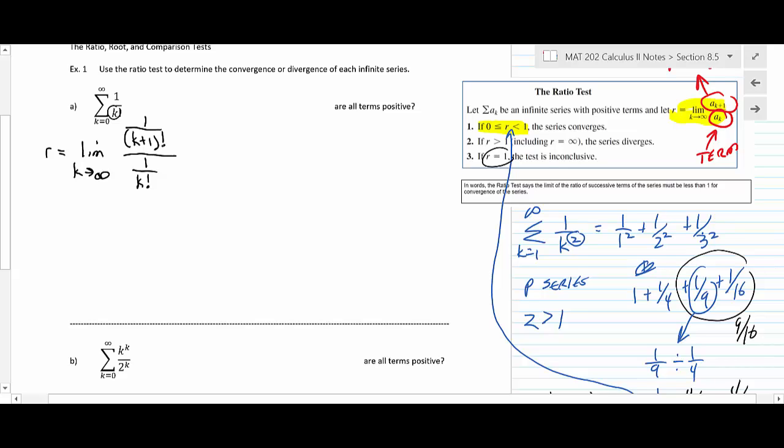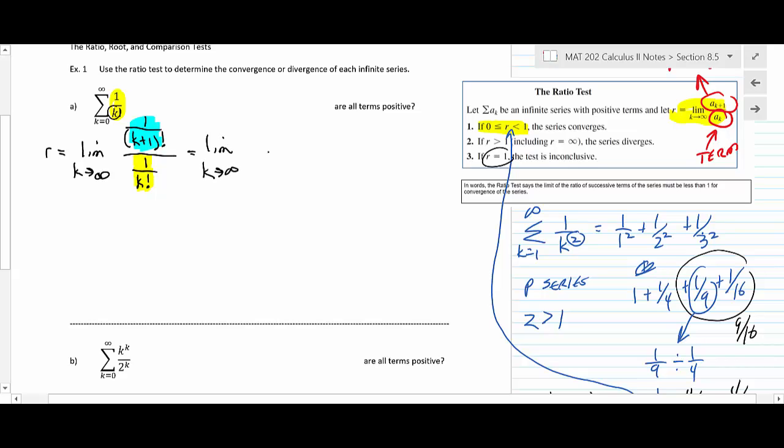So when you do the ratio test, you're always doing that. Whatever the series expression is goes there, and then the next term goes there. Just change all the k's to k plus 1. All right? So it's real simple to start. Okay? If we do this then, now you can do this in your head.